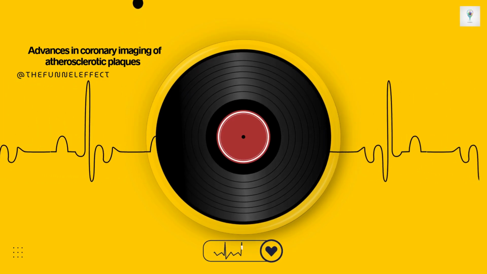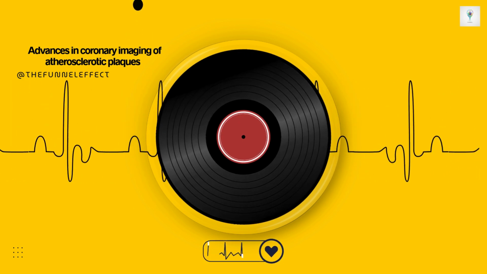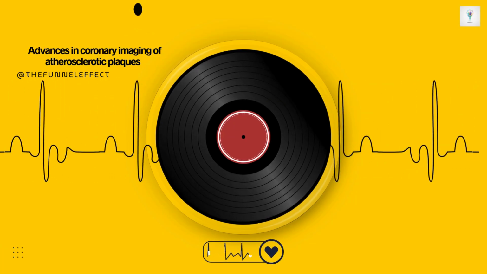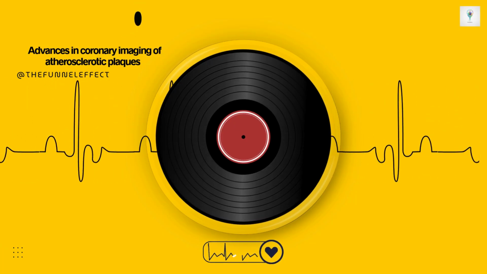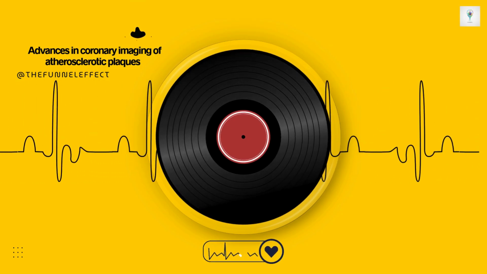MINOCA, where someone has a heart attack, but the standard angiogram doesn't show a major blockage. Exactly. In those cases, you need OCT's resolution to find that tiny flaw, that subtle erosion or rupture that caused the big event. And we also have technologies that try to combine these strengths, hybrid imaging.